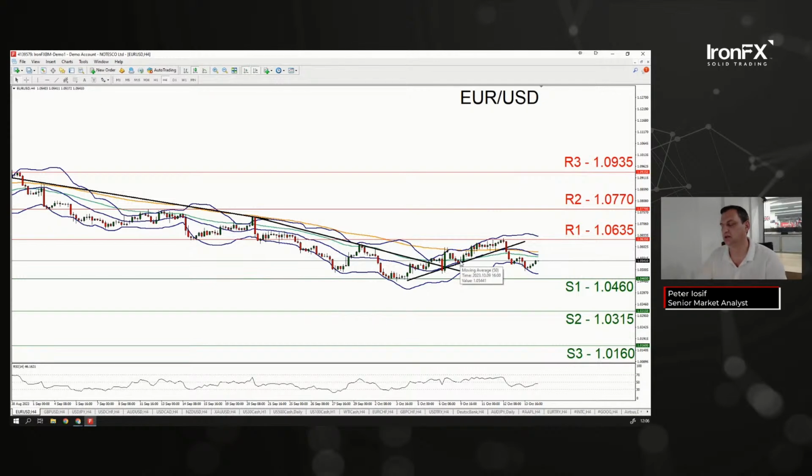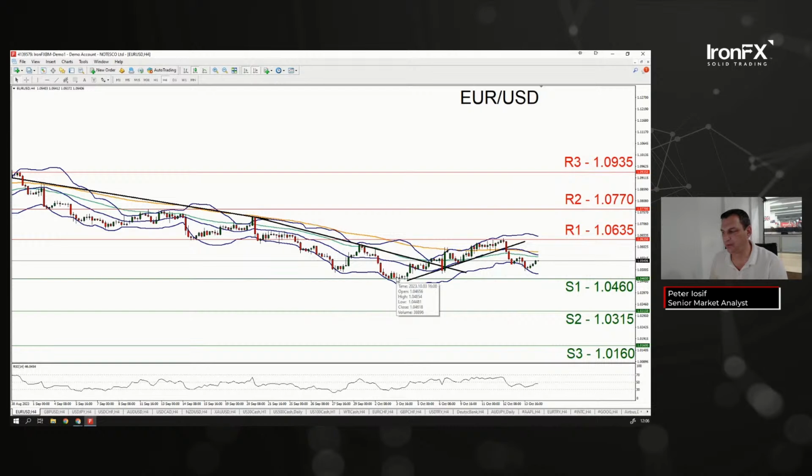So the movement is in a sideways direction. That's pretty clear. And we note that the upper and lower boundaries are set, in our opinion, by this peak here to the upside. Practically the 1.0635 resistance line is the upper boundary, while the lower boundary is marked by this trough here. So the 1.0460 support line seems to be the lower boundary.